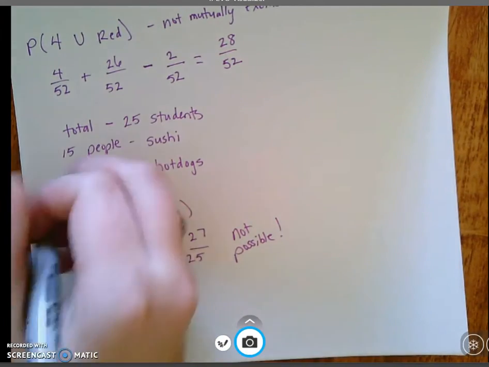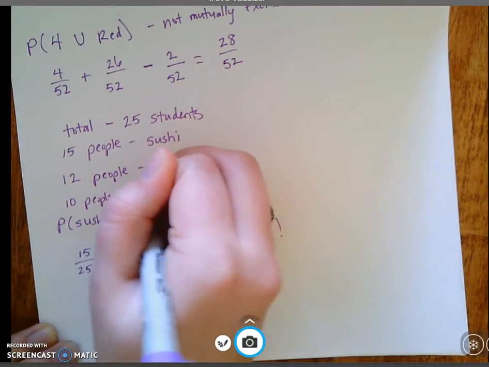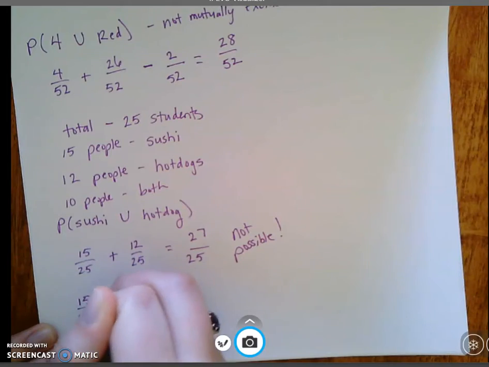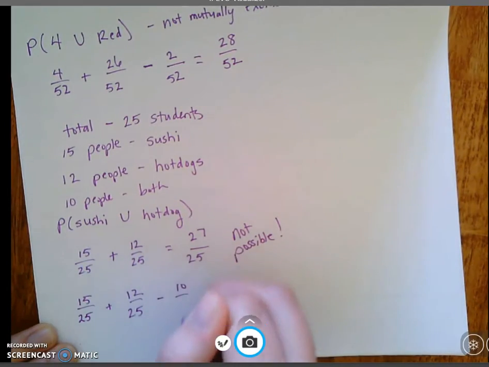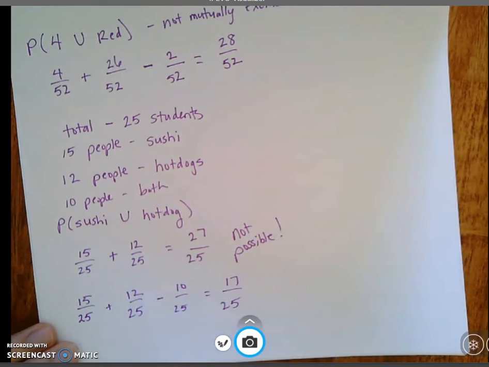I need to know how many people liked both sushi and hot dogs. So let's say that 10 people like both. So the correct way to do this would be 15 out of 25 plus the 12 out of 25 like hot dogs minus the 10 that like both. And that will give me 17 out of 25. That is better. So this is how the addition rule works. If they can happen at the same time, then you have to subtract.